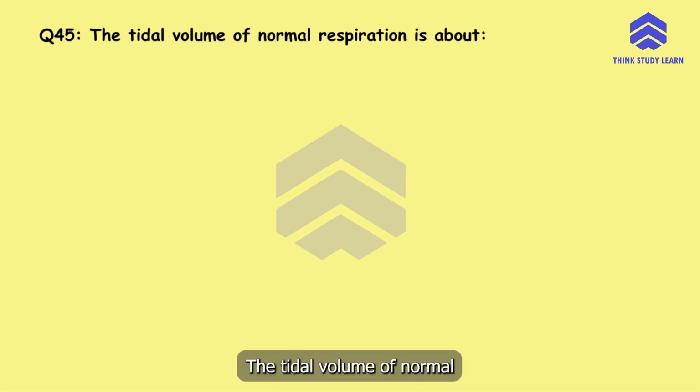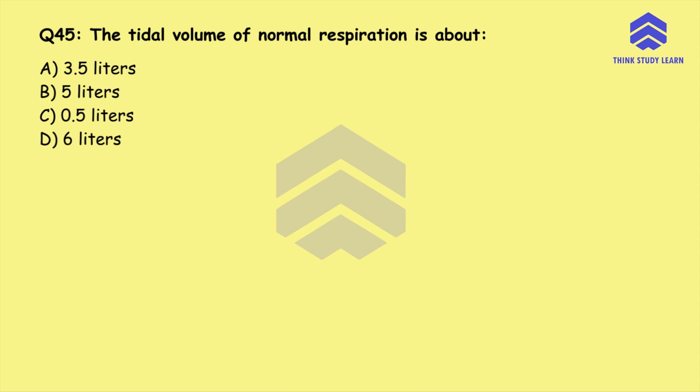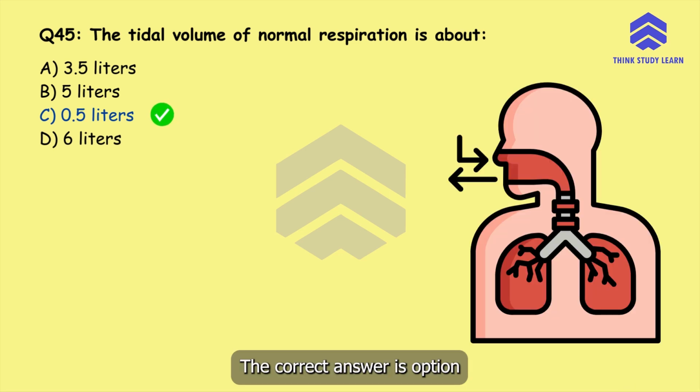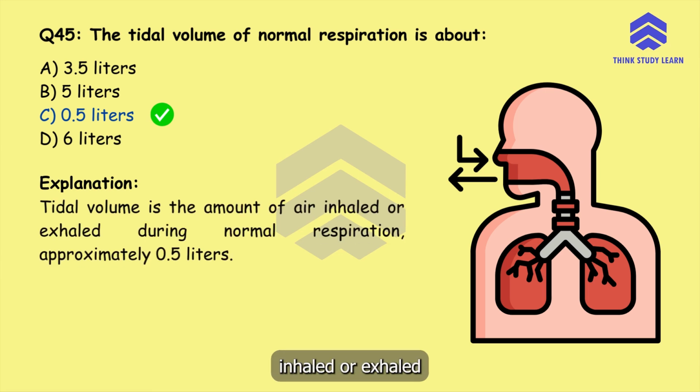Question number 45. The tidal volume of normal respiration is about option A, 3.5 liters, option B, 5 liters, option C, 0.5 liters, or option D, 6 liters. The correct answer is option C, 0.5 liters. Tidal volume is the amount of air inhaled or exhaled during normal respiration, approximately 0.5 liters.